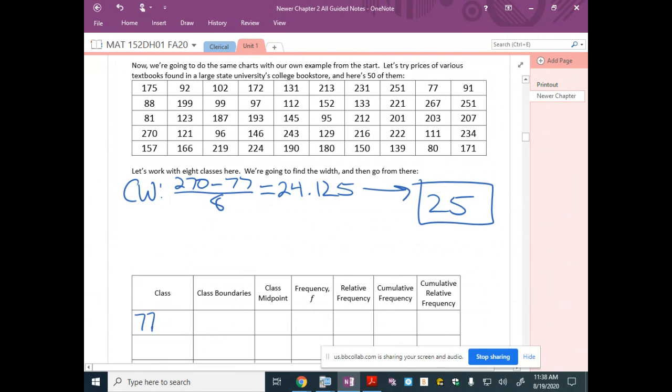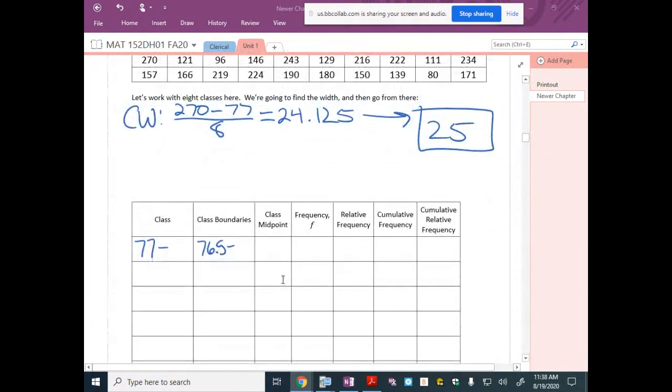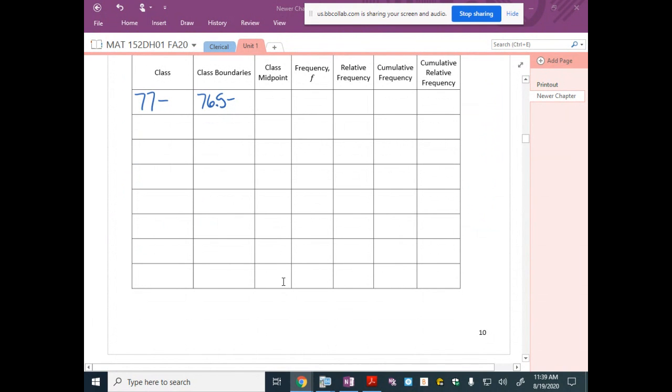So we'd start with 77 here. Our first boundary would be 76.5 because it's 1/2 lower. So then we would just keep adding increments of 25 to figure out our class bounds. So this would be 102, 127, 152, 177, 202, 227, 252.